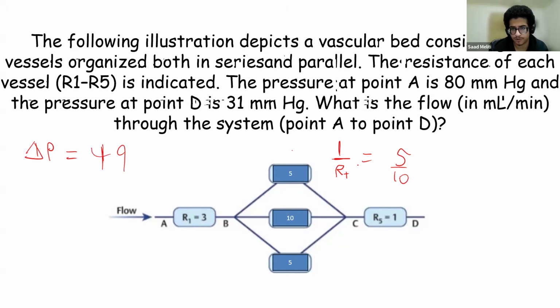And we just take the reciprocal of this, remember? Because this is 1 over total resistance, we take the reciprocal and get 10 over 5. 10 over 5 is just 2. So the resistance here is 2.